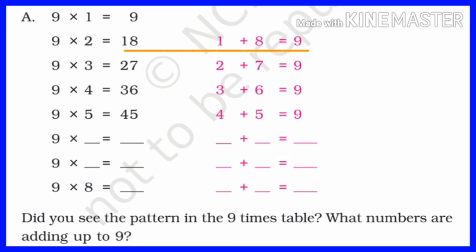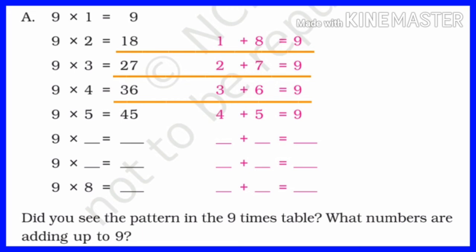Similarly, 9 threes is 27. Again, add the digits in the number 27. You will get the answer 9. 9 fours is 36. Again, add the digits in the number 36. We will have 3 plus 6, that is equal to 9. 9 fives is 45. Add the numbers 4 and 5. You will get the answer 9.